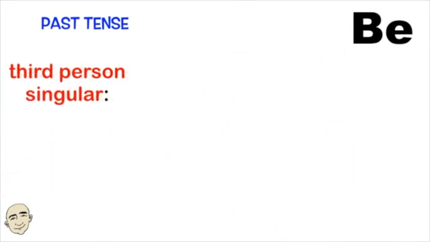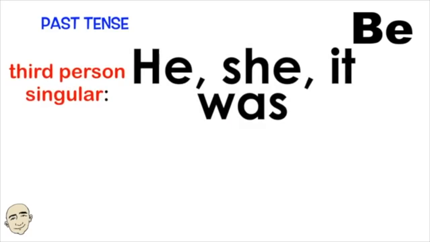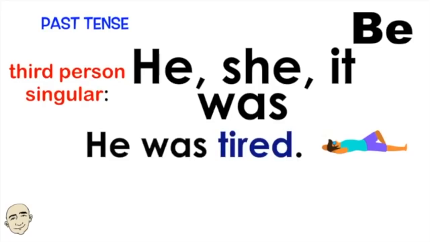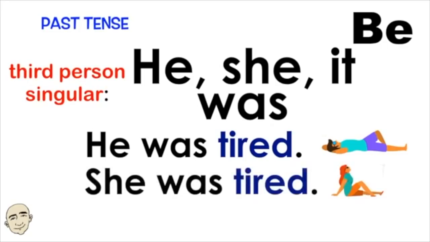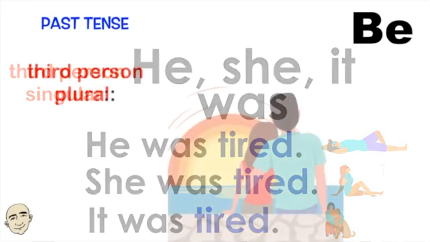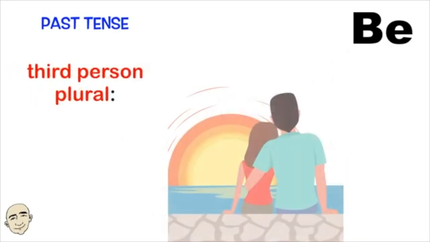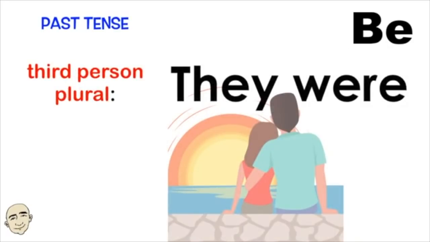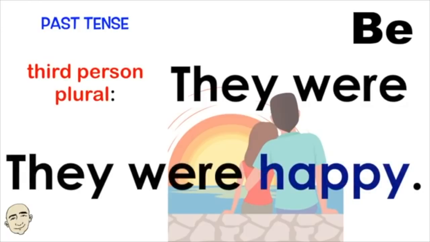Third person, singular. He, she, it was. He was tired. She was tired. It was tired. Third person, plural. They were happy.